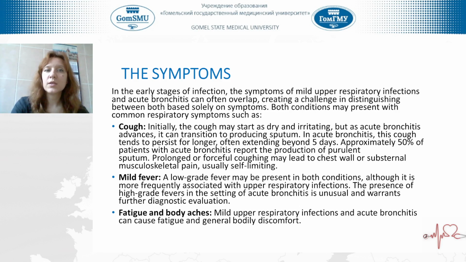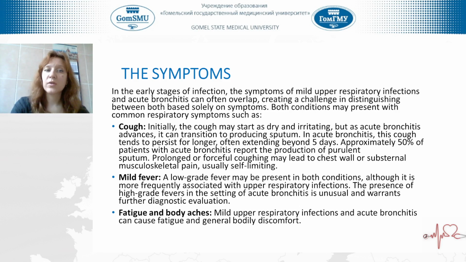Cough. Initially, the cough may start as a dry irritation, but as acute bronchitis advances, it can transition to sputum production. In acute bronchitis, this cough tends to persist for longer, often extending beyond 5 days. Approximately 50% of patients with acute bronchitis report the production of purulent sputum. Prolonged or forced coughing may lead to chest wall or substernal musculoskeletal pain, usually self-limiting.